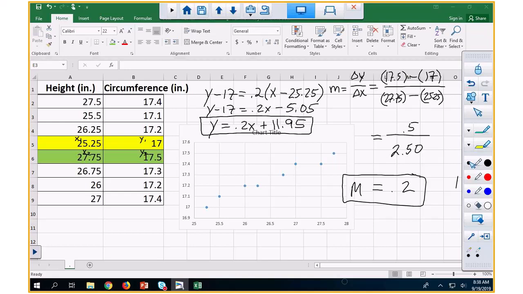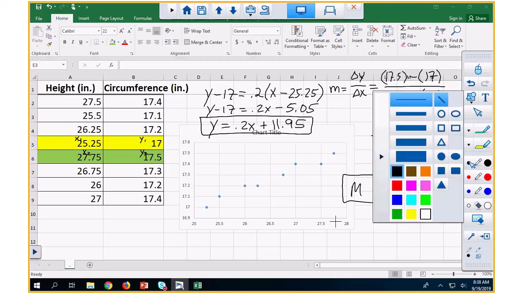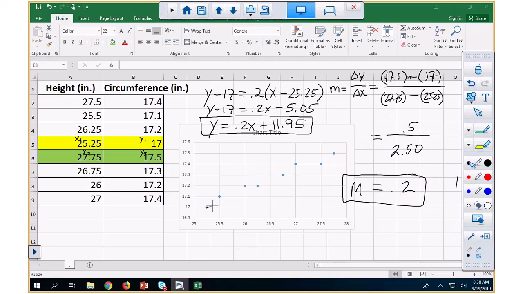Now, I just did this. I just connected the 2 points. Does that mean it's right? No. I'm just trying to kill 2 birds with 1 stone. I'm trying to show you how to find the slope and the equation by hand, and then I'm going to show you how to do it with your technology.